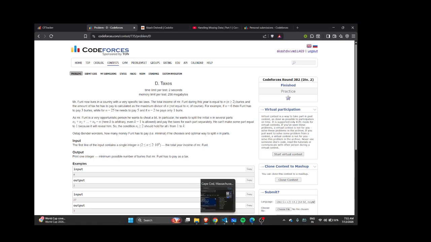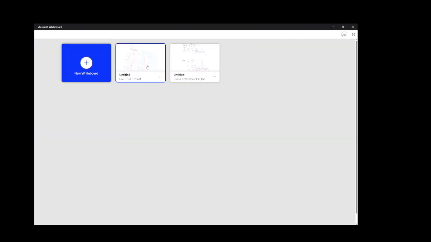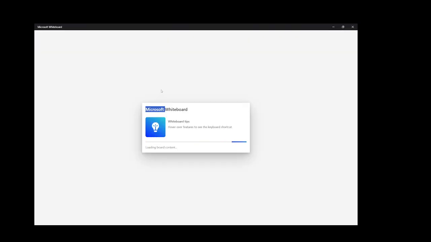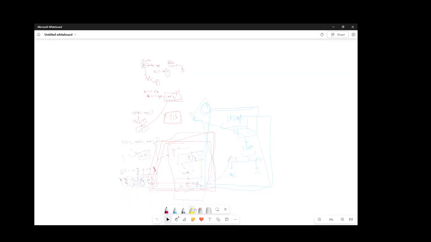Means his salary is overall n, and he needs to pay the maximum divisor of n as the tax to the government.